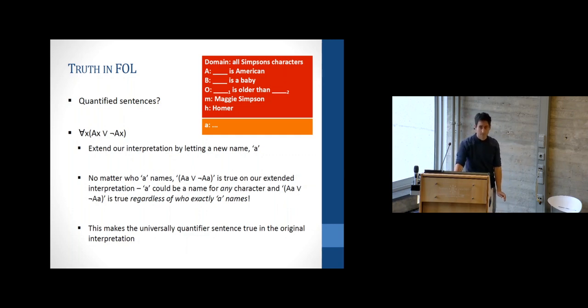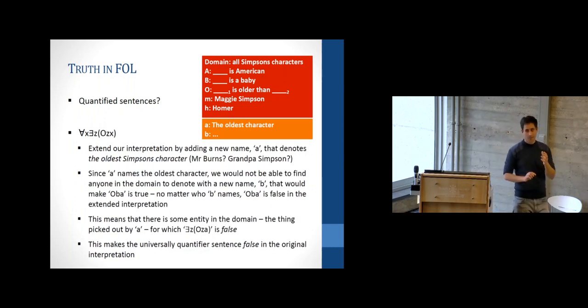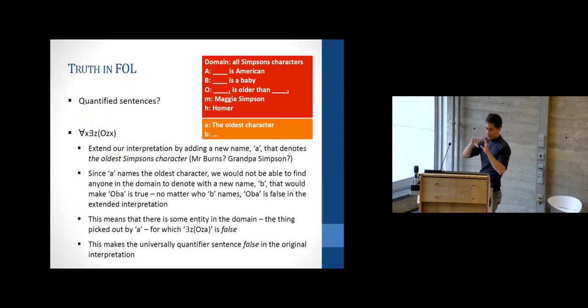So we just specify a name that will refer to any arbitrary object. This is the way to think about it. And then you replace x with A. You can say A refers to an arbitrary object if you want to show that this quantified sentence is true, but most of the time you want to show it's false. So let's look at an example here. For all x, there is a z such that z is older than x. So what does this mean?